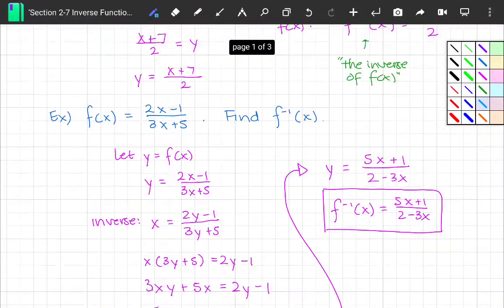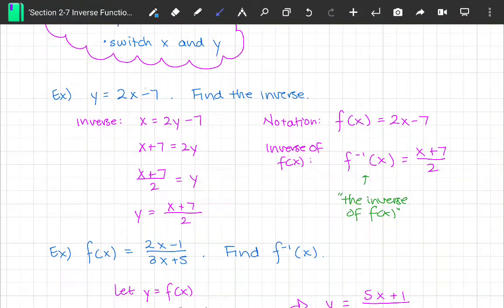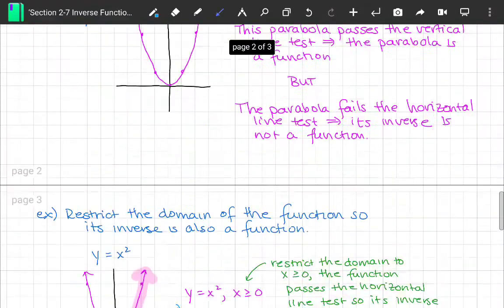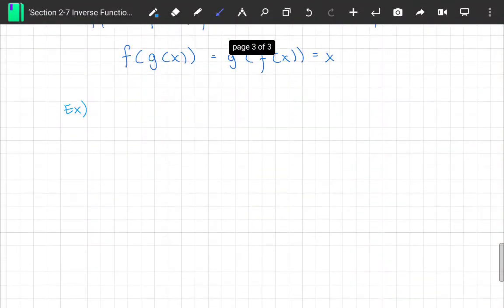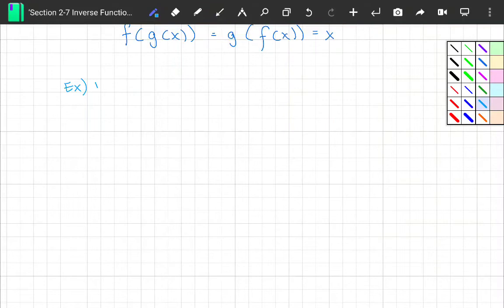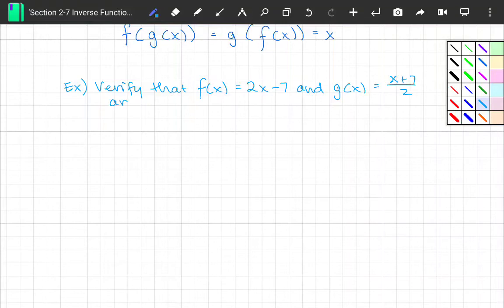So let's look at this first one that we did. Remember when we did 2x minus 7, and then we got x plus 7 over 2? We know that those are inverses of each other. So let's try it. We're going to verify that f of x equals 2x minus 7 and g of x is x plus 7 over 2 are inverses.